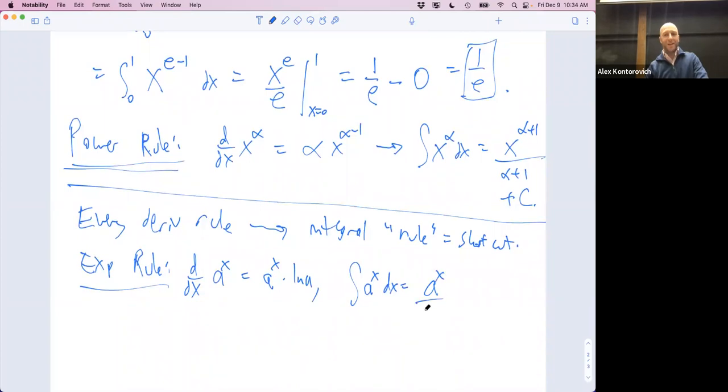A to the x over ln x, ln a. Plus c, thank you. Okay, always plus c. If it's an integral, this symbol means give me an antiderivative. Actually, it means give me all antiderivatives. This symbol means find the area. What's the difference between this symbol and this symbol?